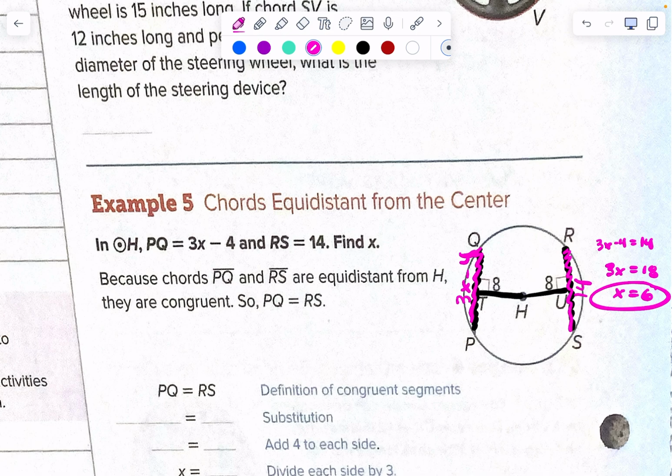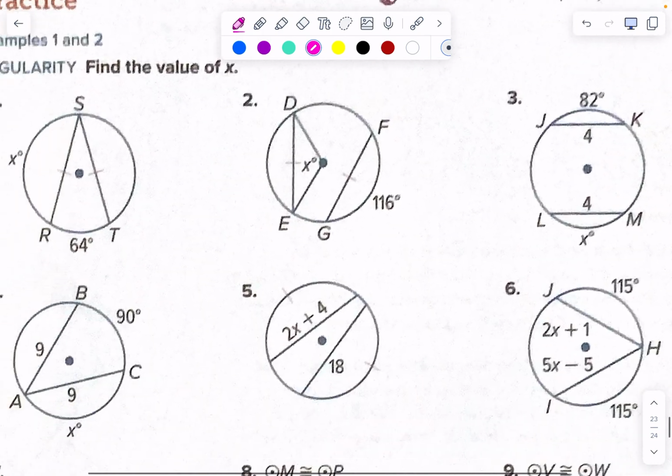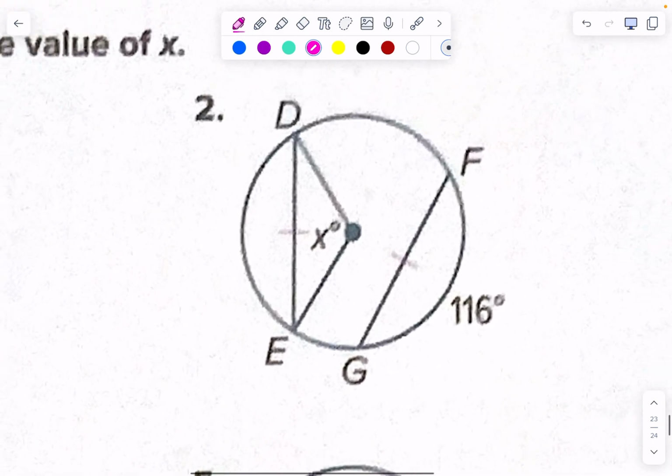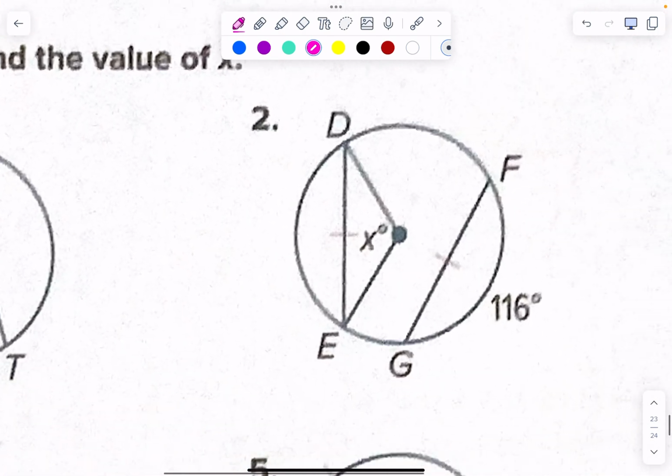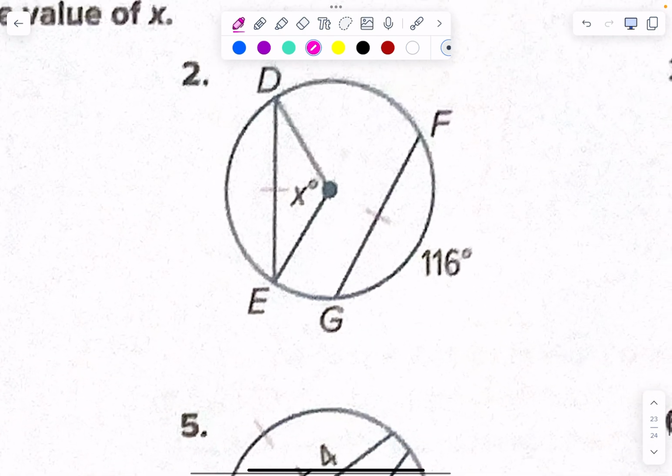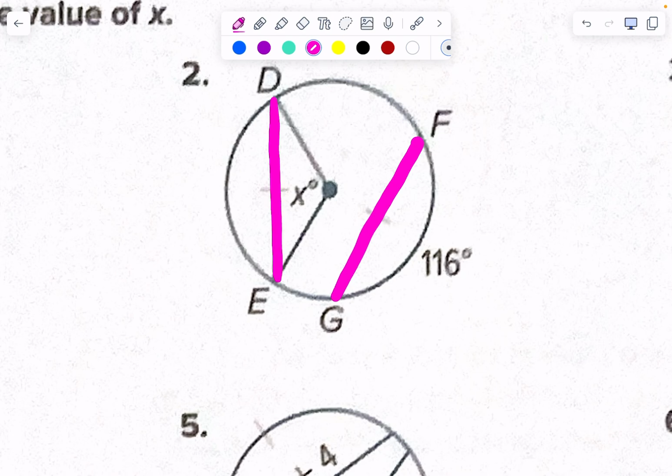Okay, I know you're going to ask on number 2, possibly, because number 2 is weird. So let's talk about number 2 real quick. Go to number 2. Homework is 2 through 20 evens, but let's talk about number 2 because I have weird things going on. So let's look at this. This is a chord, right? And this is a chord.